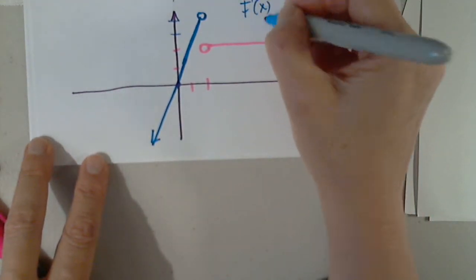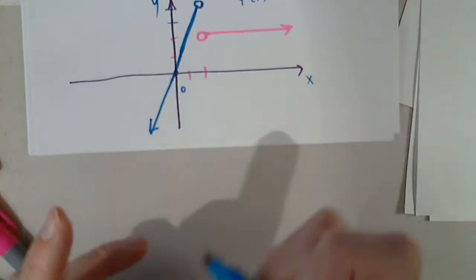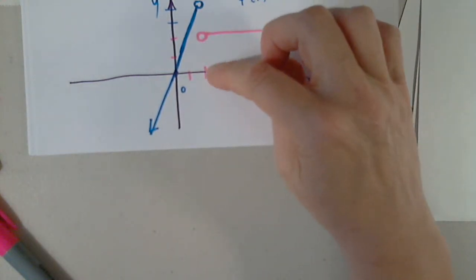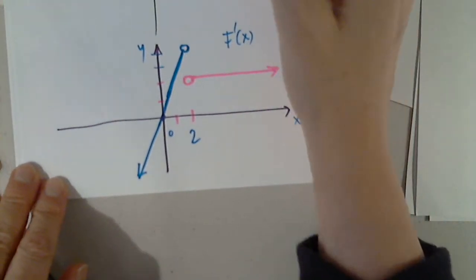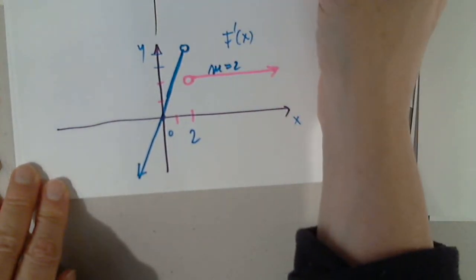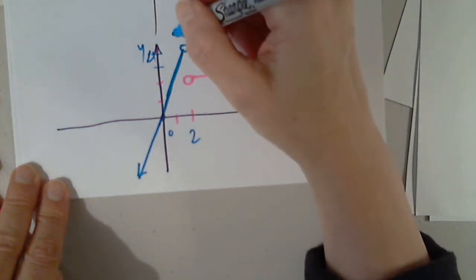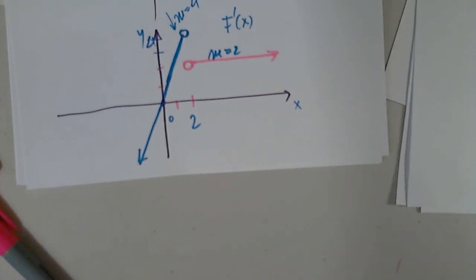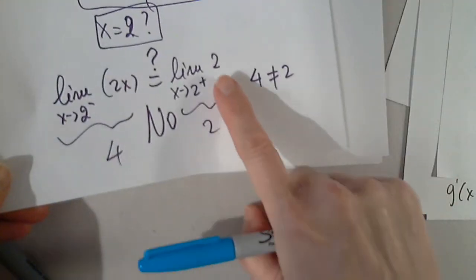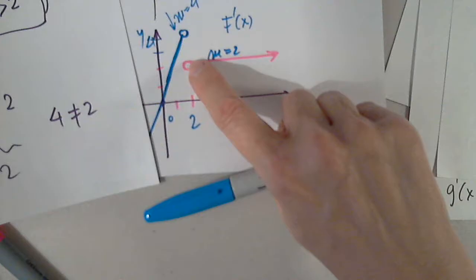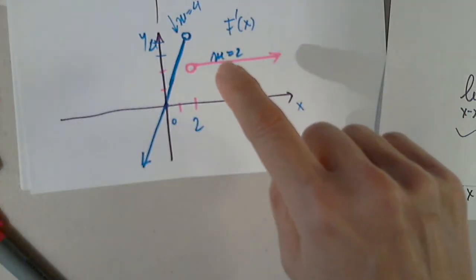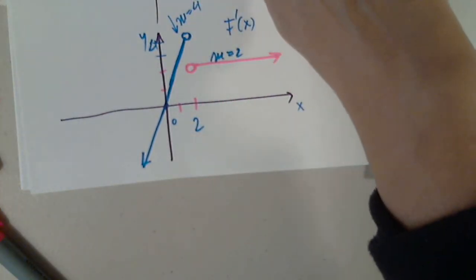This is the graph of the derivative. As you see, the derivative has a gap, has a jump. It's not continuous at 2. Because on this side, the slope is 2, and on this side here, the slope is 4. That's how we got the limit from the left to be 4, and the limit from the right to be 2. Whenever the derivative is not continuous at a point, the function is not differentiable.